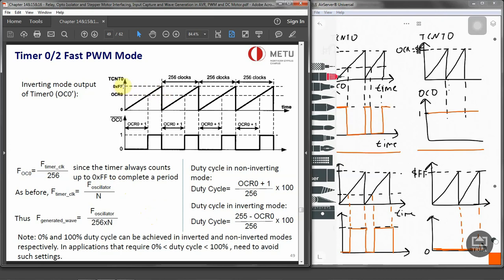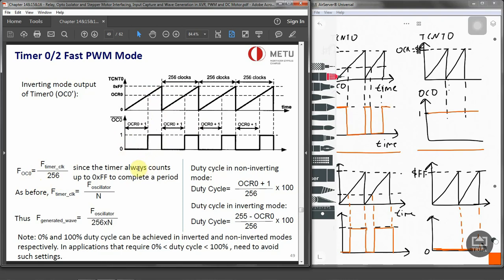So as we are reaching up to FF, we need to have 0 to FF, which is 256 clocks. And the OCR is somewhere in between that 0 and FF. Now that means the OCR plus 1 is the pulse width, and then it goes up to FF, which represents the other side of the pulse, and then another OCR plus 1, and then the pulse itself.